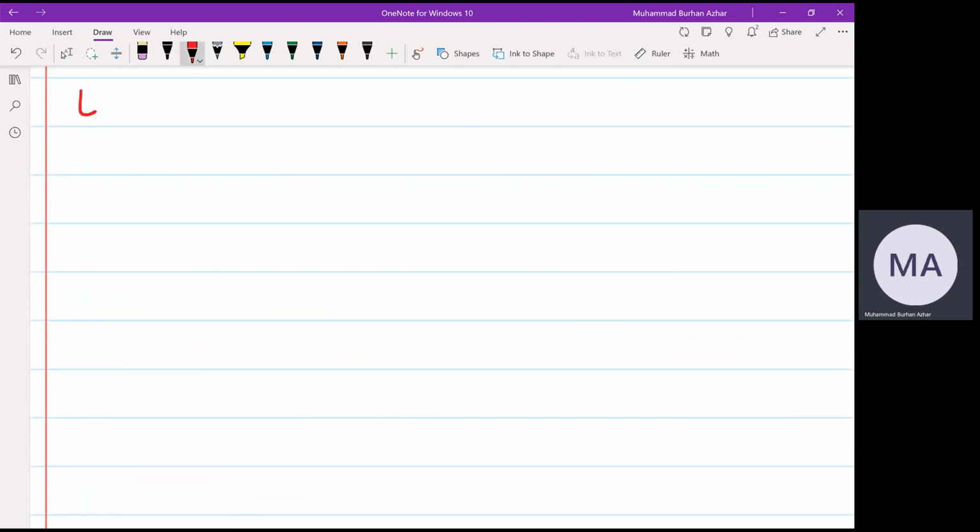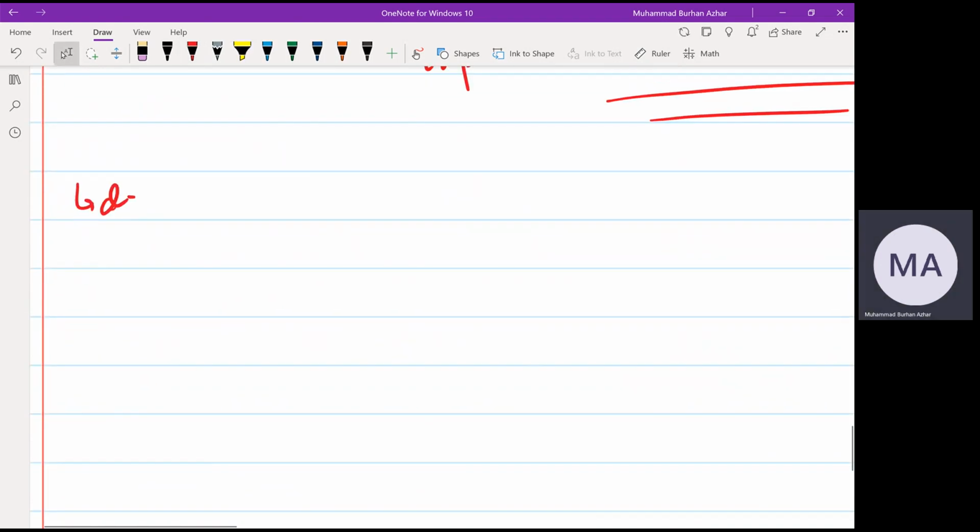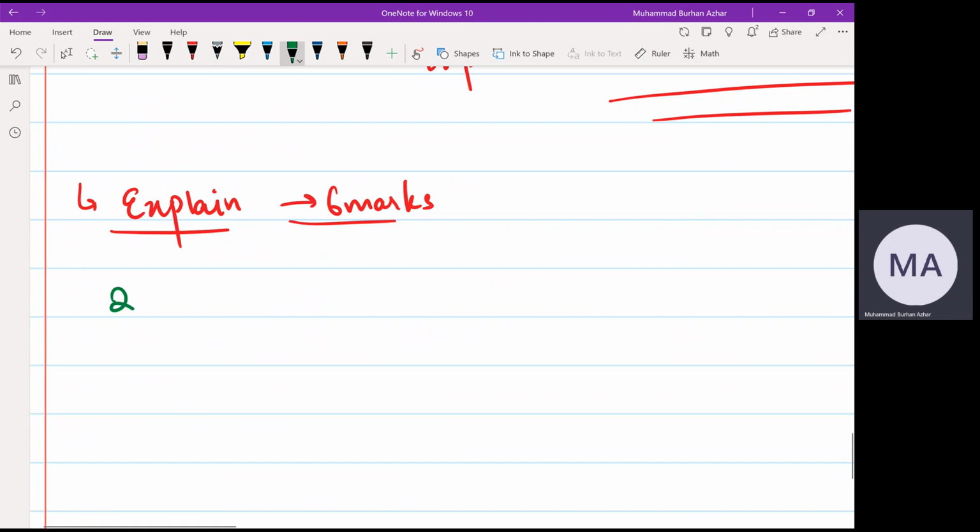Now coming on to the part D. Part D जो होता है, it's usually a question which is explain या identify and explain. So if it is कि explain का question and it is of 6 marks, और जो marks distribution है, that is as follows. Okay, you have 2 marks for knowledge, you have 2 marks for your application, and you have 2 marks for your analysis.